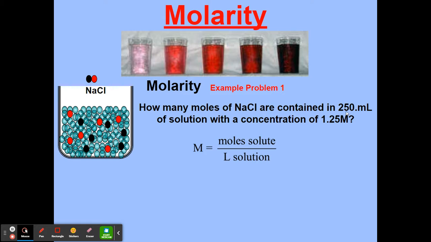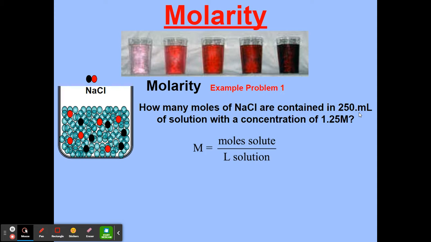So, how many moles are contained in 250 milliliters of a solution. So we have liters of solution at the bottom, and they tell us the concentration is 1.25 molar. So here for M, we're going to put in 1.25. Moles of solute is going to be our X. And then down here, we have to put liters of solution, but the problem is they give it to us in milliliters. So we have to convert to liters.